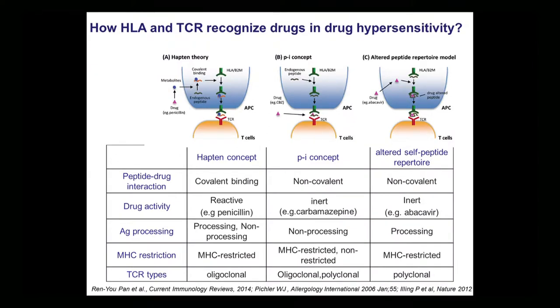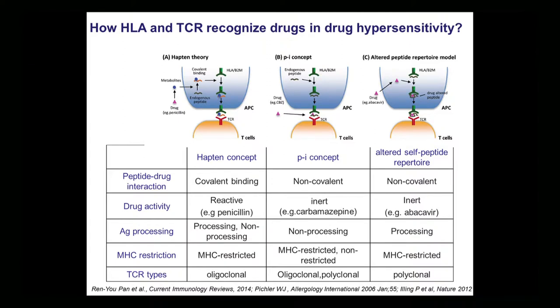Okay, so how do HLA and the T cell TCR recognize the drug in drug hypersensitivity? Now there are three models to explain the complicated mechanism. The one is the hapten concept. That is the drug with peptide will have a covalent binding, and the example is penicillin. The other theory is the p-i concept. That is the drug and the immune molecule don't have covalent binding, and carbamazepine can fit this kind of model, and it is not necessary for the antigen to have antigen processing by the APC.